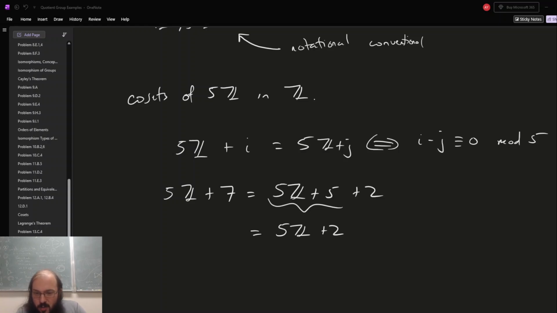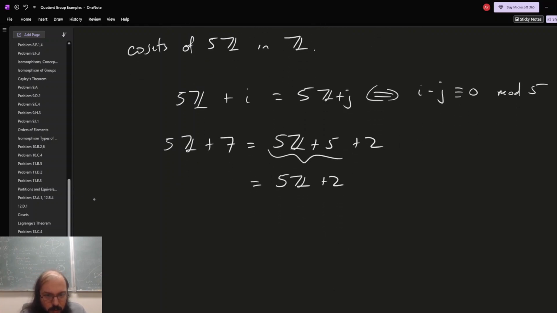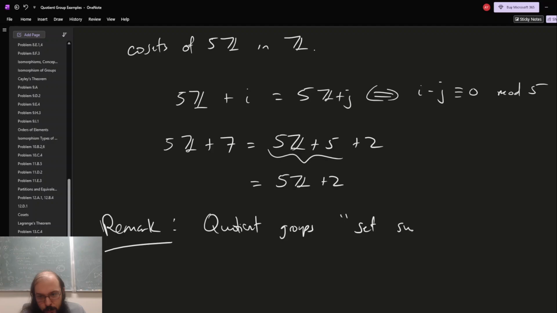Okay, I want to show one more example that is a little bit more abstract, but actually, hold on. There was another comment. Remark: this is why quotient groups set subgroups equal to 0. That was what I wanted to clarify.